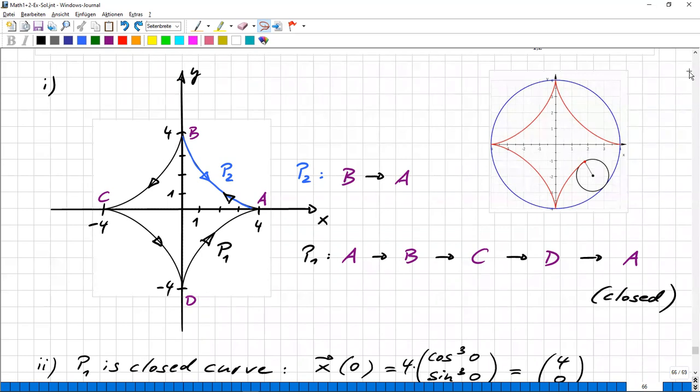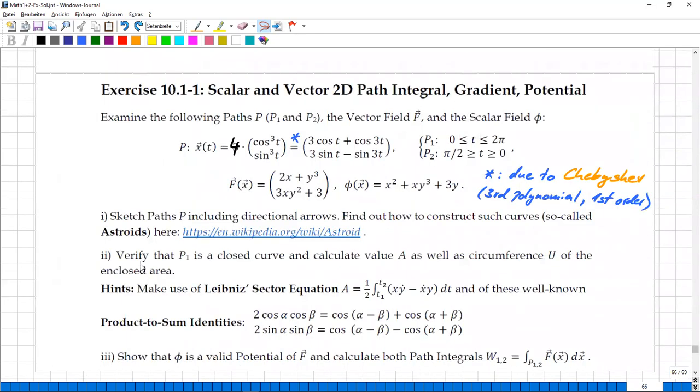Now, the second. Well, we should verify that P1 is a closed curve. That's relatively easy. It's not as easy to verify that it is a simply closed curve, not intersecting itself anywhere. We might do this, but it takes too much time, so we leave it away. And then we are asked to calculate 2 features of this closed curve. 2 interesting features, of course.